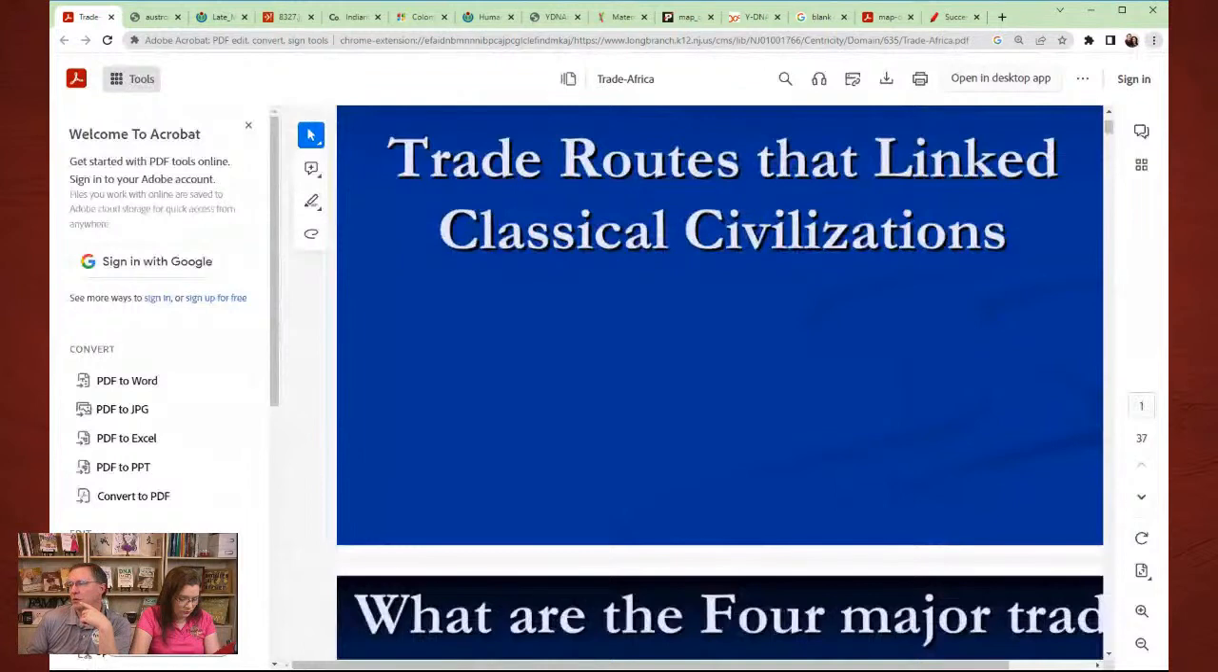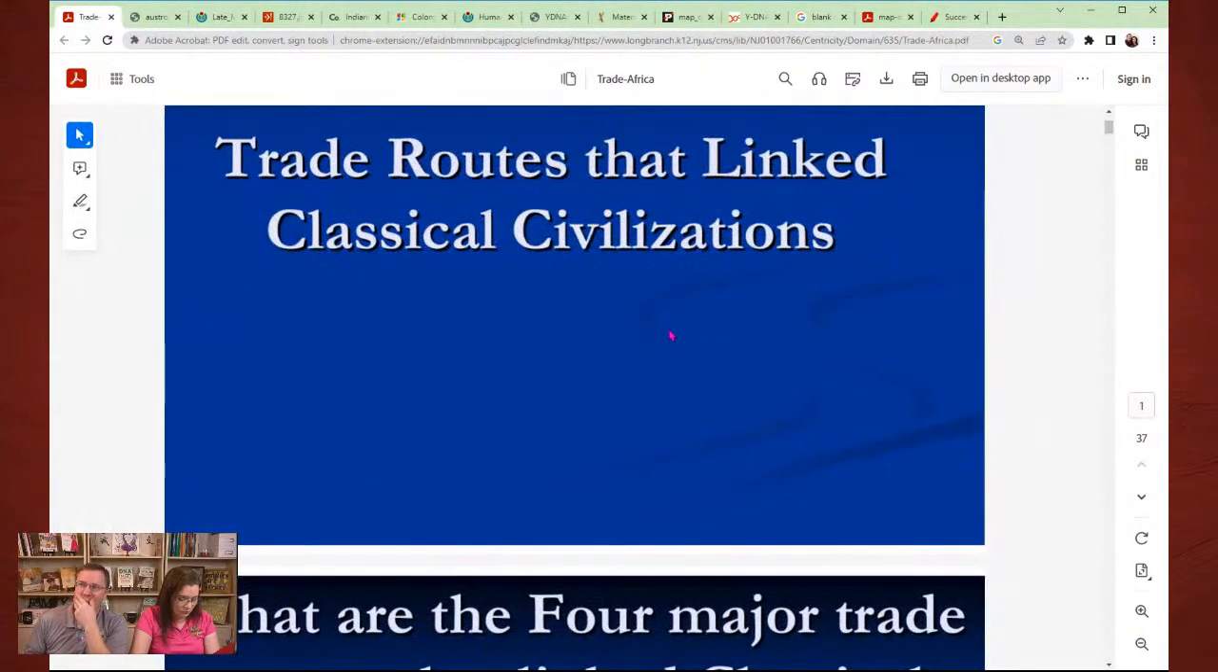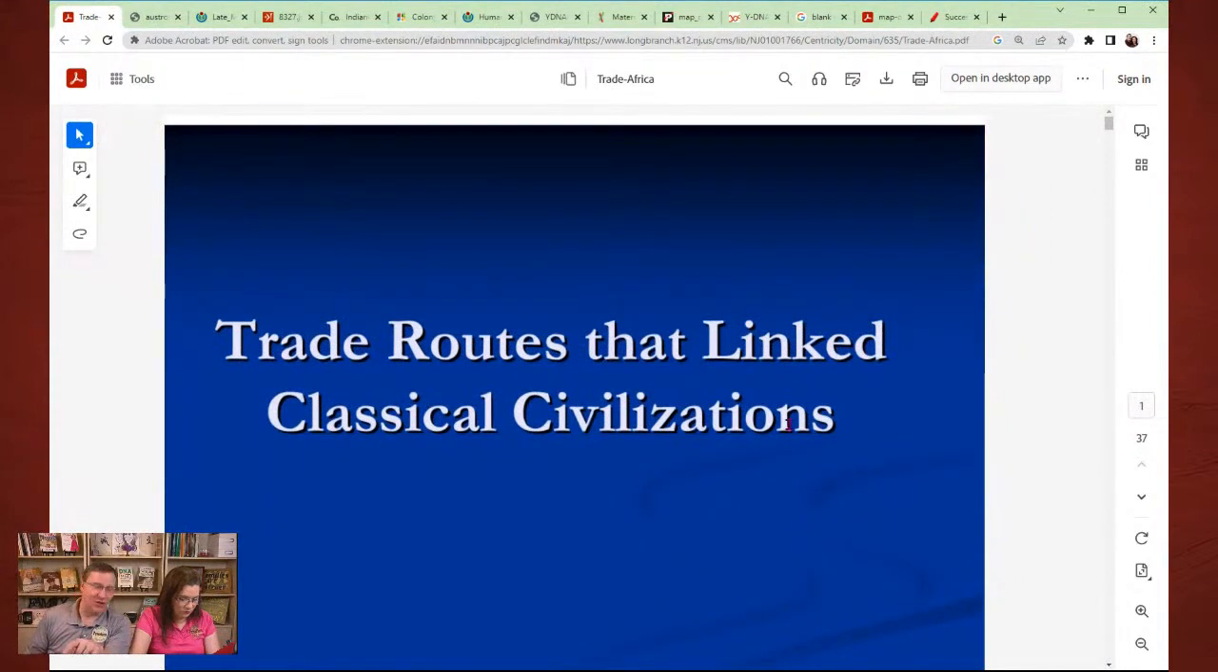Okay. Whew. Okay. So let's look at this little presentation here about trade routes that linked classical civilizations. So this is, hey, I want some gold. I got some beads, or feathers or whatever it is. Some copper that I found that I got more than I need. I'm going to see what I can get for it.